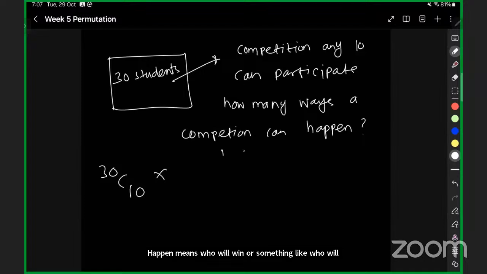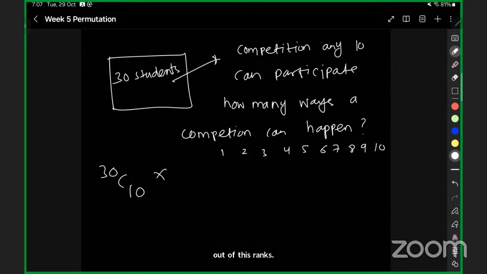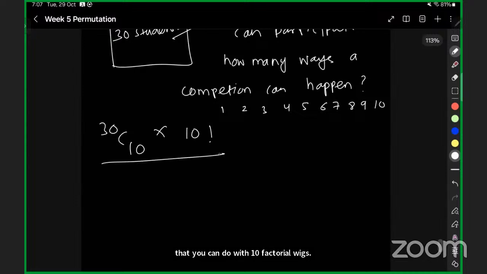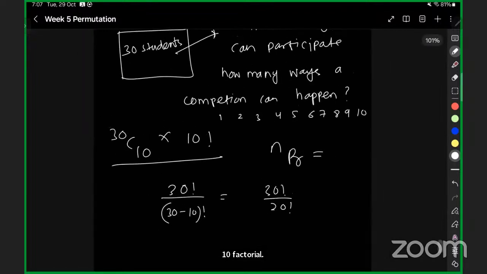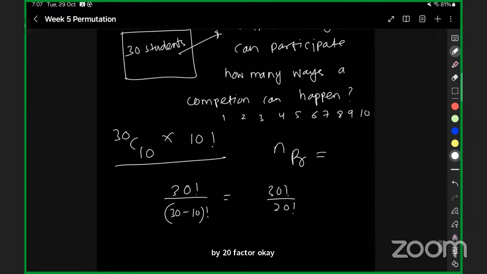Okay, so 10 are there, so anyone can come out of these ranks, 9 and 10, right? So these are the ranks in which you have to arrange them, right? So that you can do with 10 factorial ways. So that's how this is nPr actually, that is 30 factorial by 30 minus 10 factorial, by 20 factorial. So whenever you have to choose and arrange, that's where permutation is used.